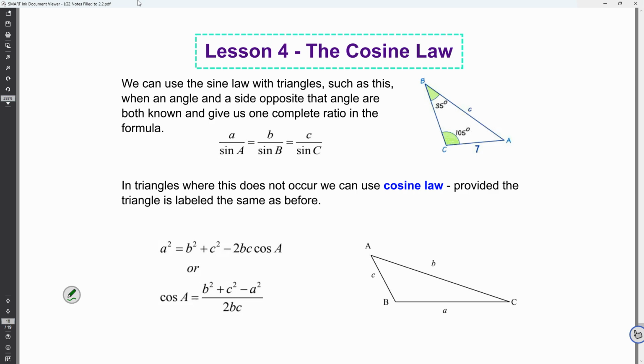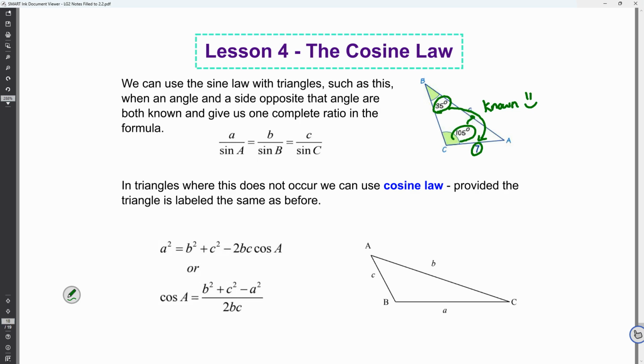When we use the sine law with triangles, an angle and the side opposite the angle are known, and they give us one complete ratio in the formula. Over here, we know angle B, and we know side length B, so that's known. We're quite happy about that. We don't know side length C, and we don't know angle C. Because of that, the sine law works.